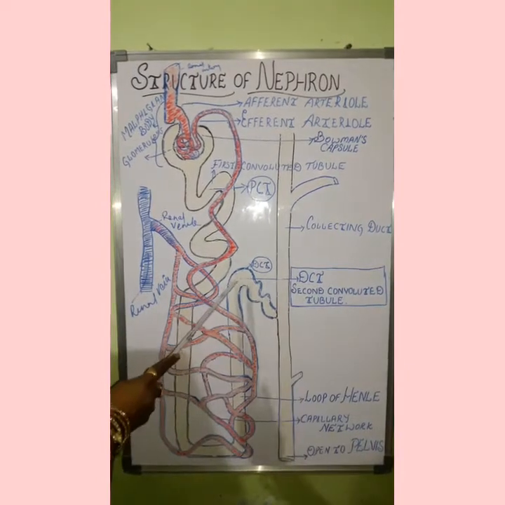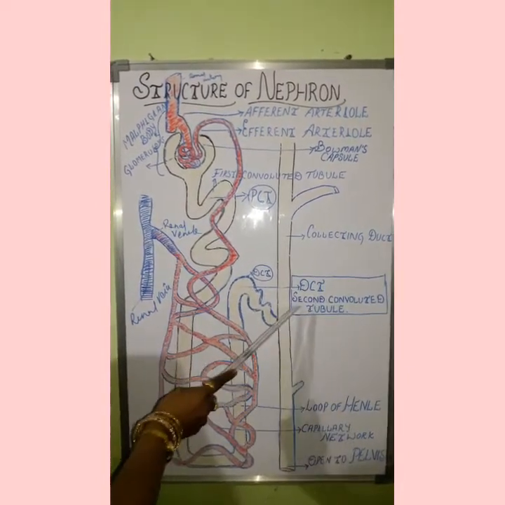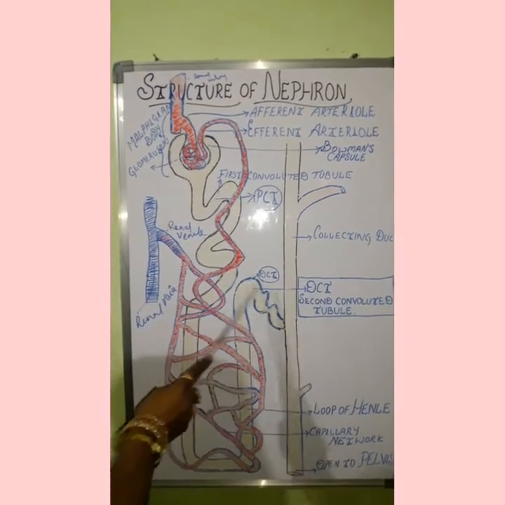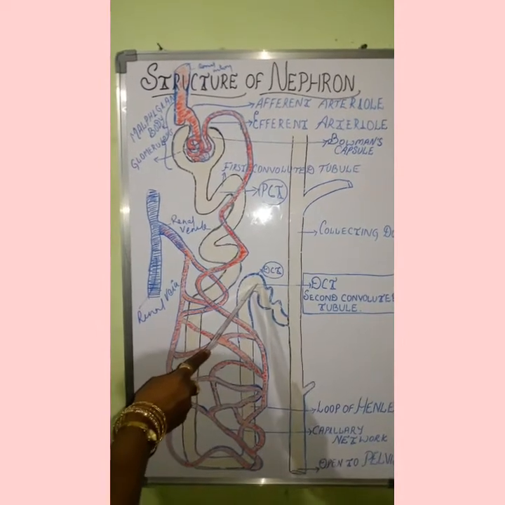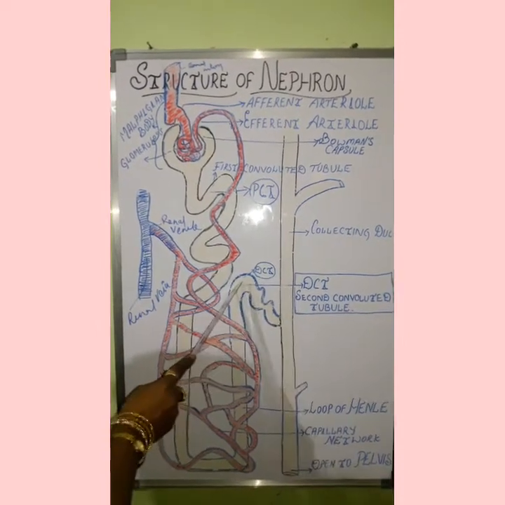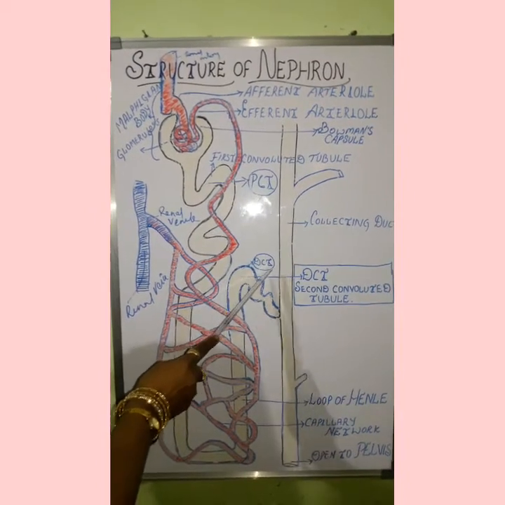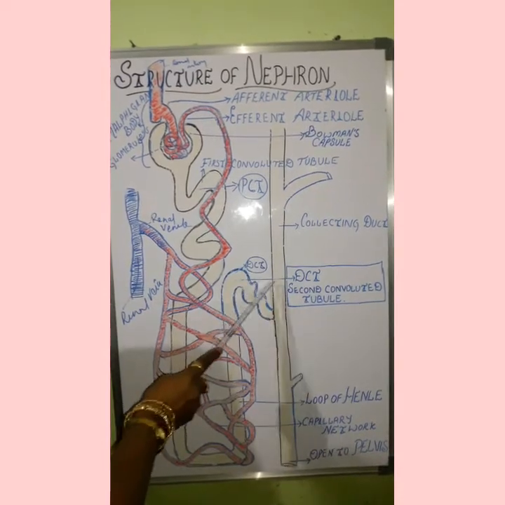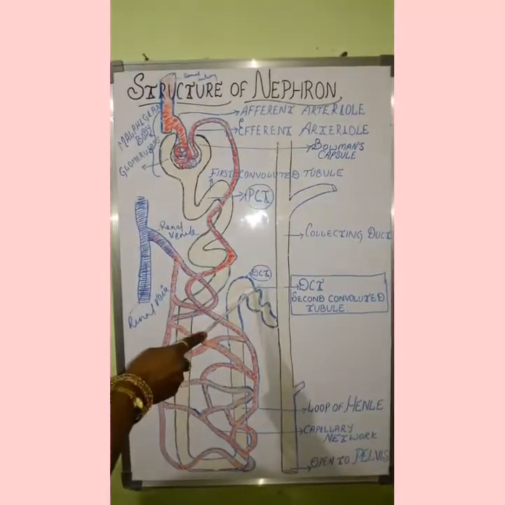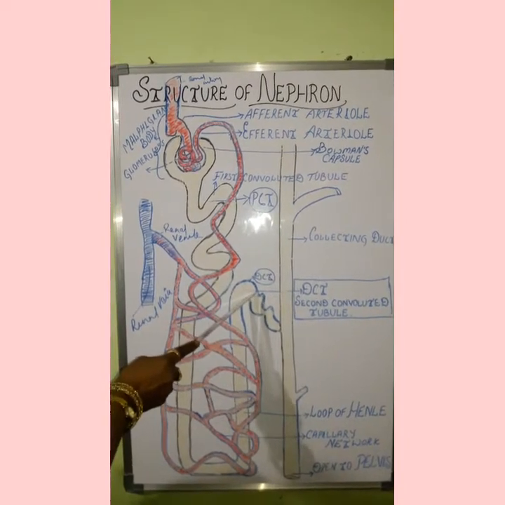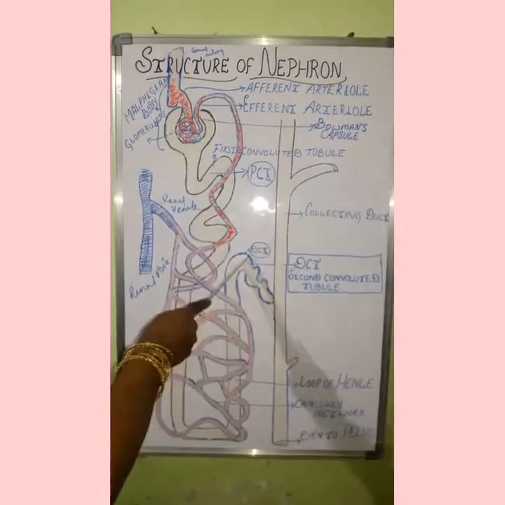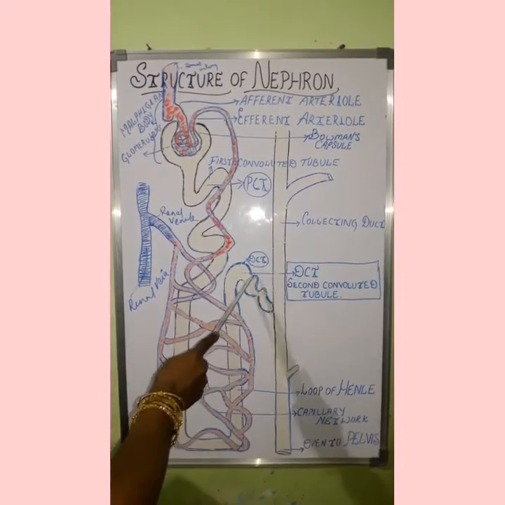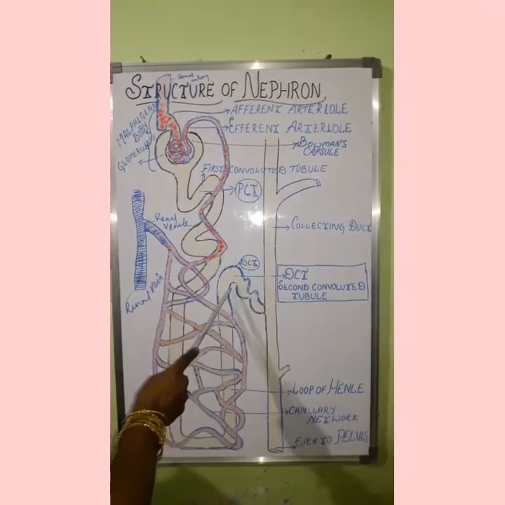In the DCT, that is in the second convoluted tubule, the extra salts and ions are removed from the primary urine. That is, ions such as sodium Na+, chloride Cl- and H+ ions are removed from the primary urine. Hence, this is called tubular secretion. In the DCT, it maintains the proper concentration and also the pH of the urine.